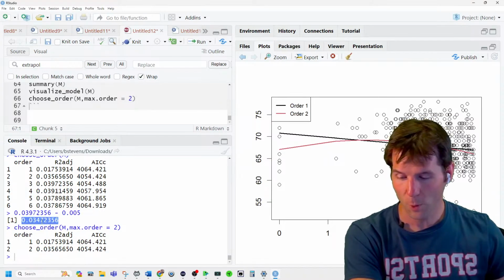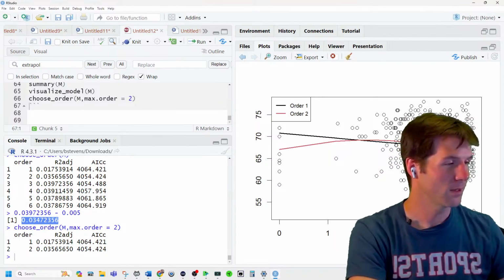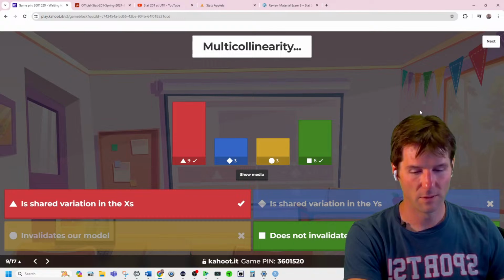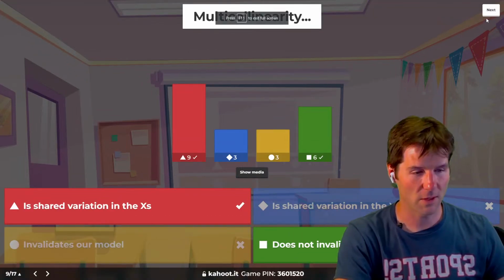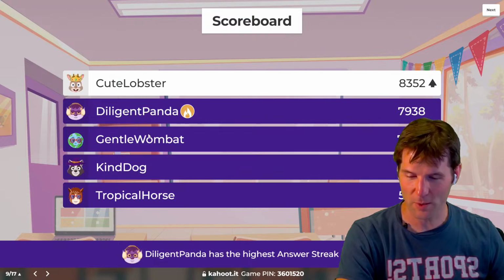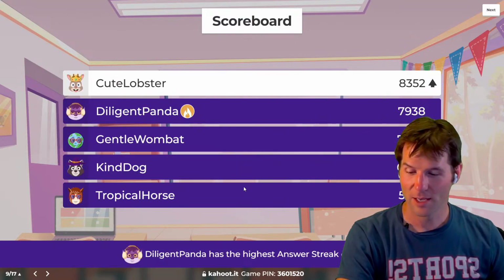Criteria. Woo! I'm going to sleep a lot tonight. Sleep good. I was given advice on life, and I said sleep, eat, and move. There you go. That's all you've got to do. Cute Lobster looking like a bunny. That's why you're winning. Diligent Panda is on fire. Gentle Wombat, Kind Dog, and Tropical Horse.